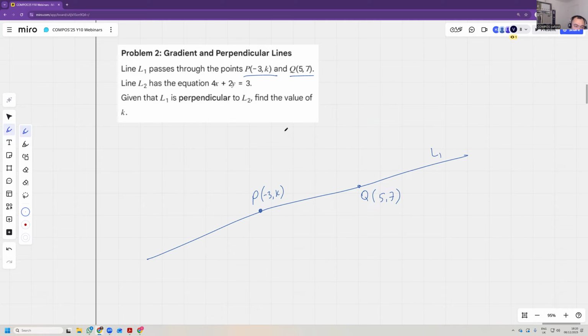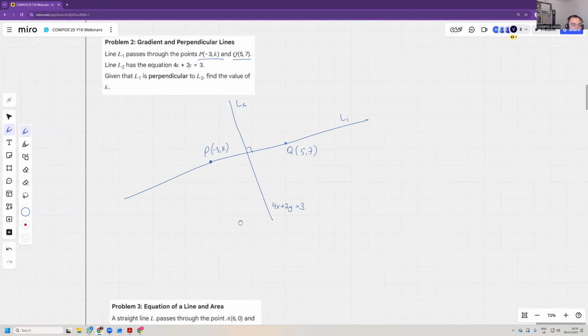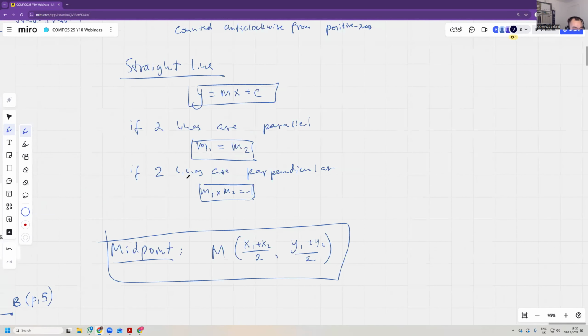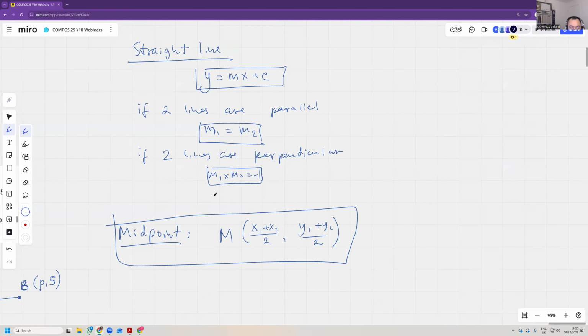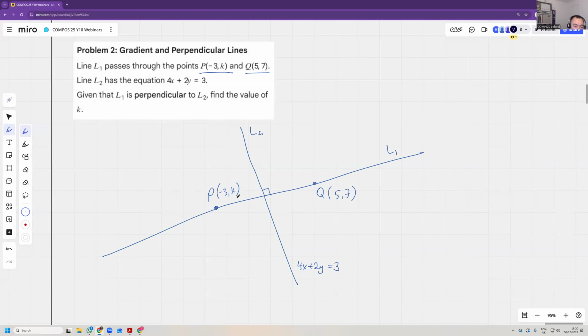Okay, so we know that L2 is perpendicular, and L2 has the equation 4x plus 2y equals 3. And there's 90 degrees here. Right. So the first thing, let's see what is perpendicular. Lines are perpendicular if the gradients multiply to -1. So we can find the gradient of line L1.